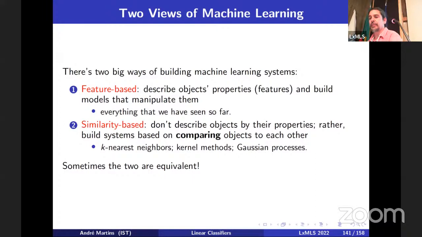But there is another class of methods which works in a bit of a different way. They don't try to describe objects' properties. Instead, they have a notion of similarity between objects. So they do things like, okay, this input is very similar to this other input. Maybe I should take inspiration from the labels of these inputs to predict the label of this other one. And this is something that underlies methods like k-nearest neighbors, many of the kernel methods, things like Gaussian processes, and so on. And interestingly, sometimes these two perspectives are dual of each other. They might be equivalent.